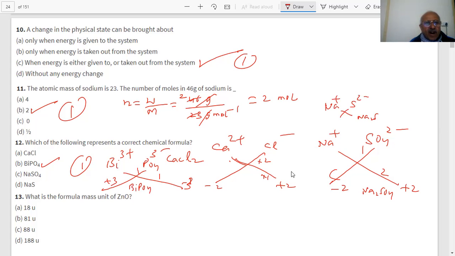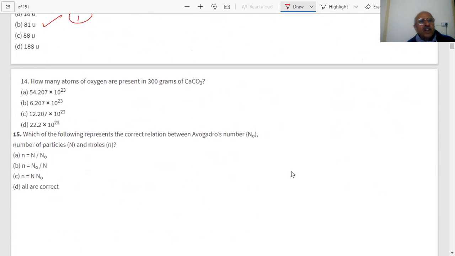Next question on the screen, students. What is the formula mass unit of ZnO, zinc oxide? But he has not given you the value of the zinc, student. The atomic mass of zinc has not been given. So oxygen we know is 16. B part, B, 81. Okay. So zinc plus oxygen, the atomic mass, if we add the two, we will get the formula mass unit.